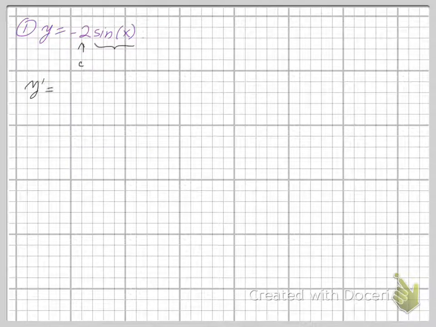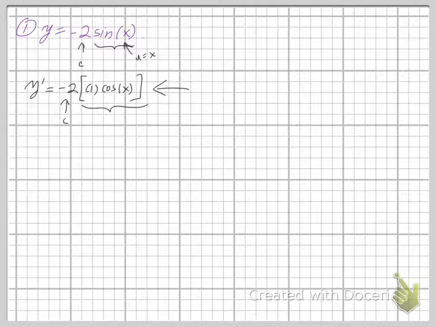So y prime is going to be my constant multiplied by the derivative of sine of x, which, if I use all the steps in the rule to find the derivative of the sine function, because this u is x, then my derivative is going to be 1 multiplied by the cosine of u, the cosine of x. So this is the derivative. Okay, I just finished differentiating this. I have my constant c, and I have my derivative here, the derivative of the sine function.